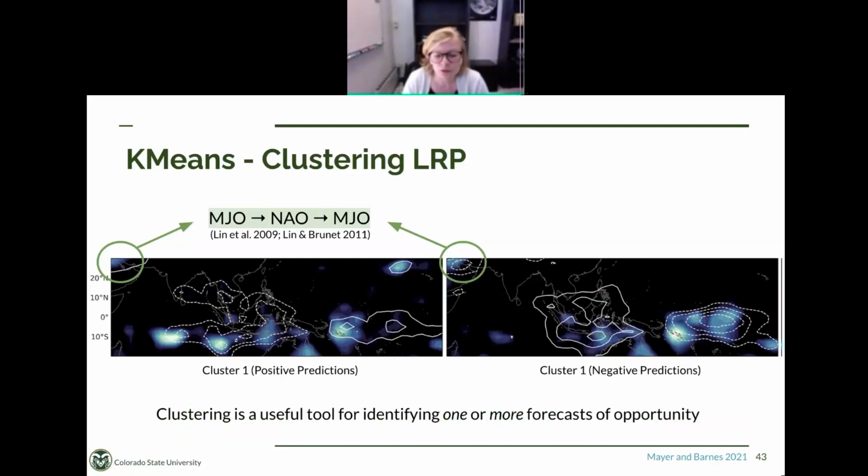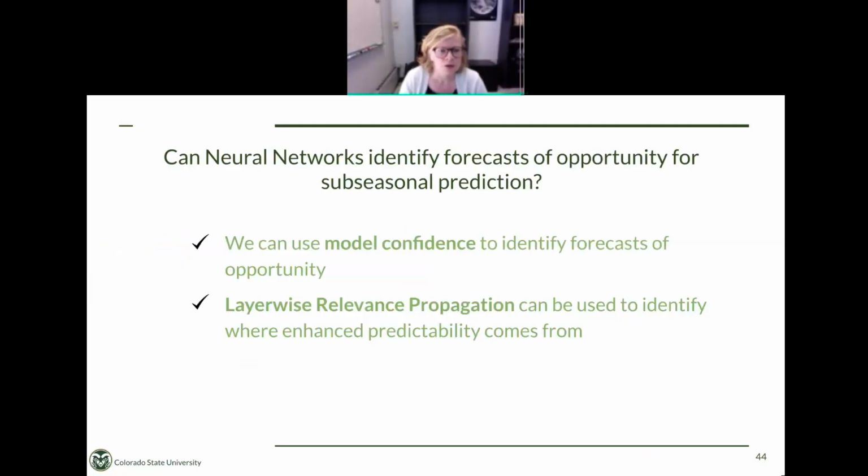So clustering can be a useful tool for identifying one or more forecasts of opportunity identified by our neural network. We can use model confidence to identify these forecasts of opportunity, and then, using these forecasts of opportunity, we can understand what the neural network looked at through layer-wise relevance propagation to identify where these periods of enhanced predictability come from.